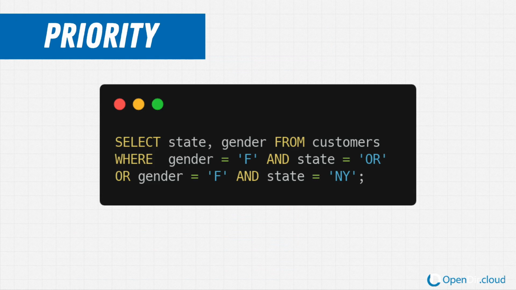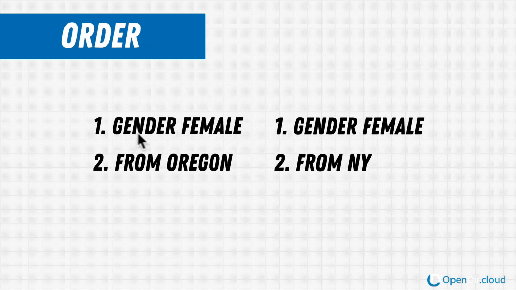So, if we looked at priority chaining, what we would see here is that state and gender from customers, where gender is female and state is Oregon, or gender is female and state is New York, means that, well, we have two filters going on here. One, gender female from Oregon. Two, gender female from New York. So two separate filters are going on here. Conceptually, that I will say. In our mind, we should view it as two separate filters.